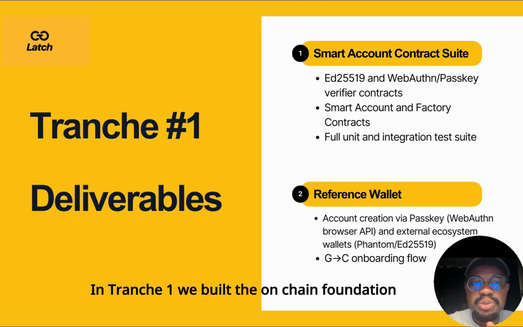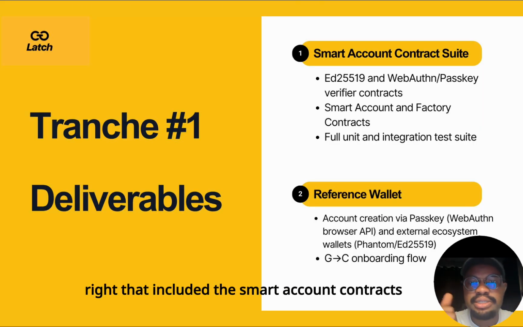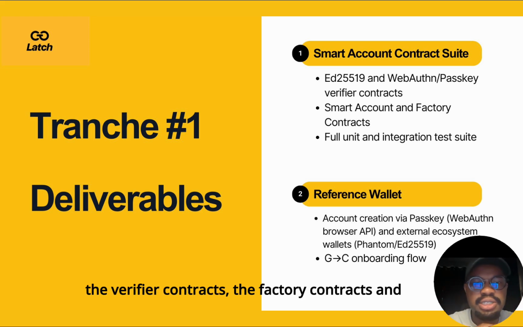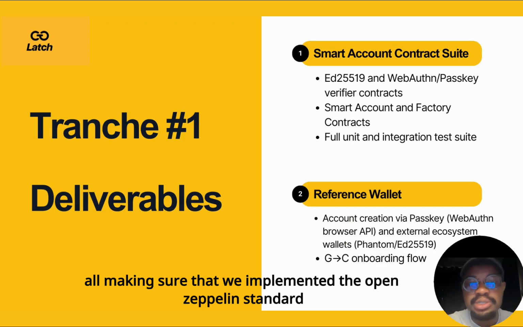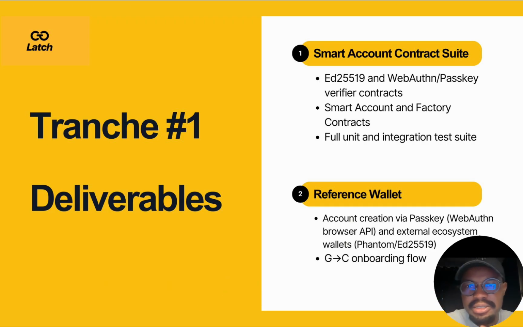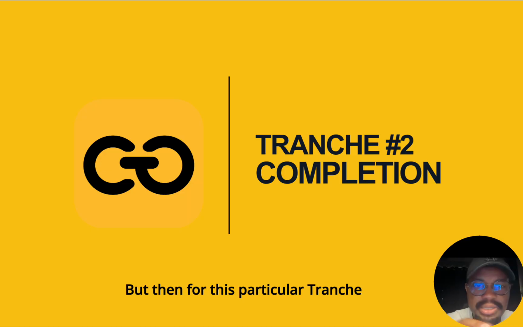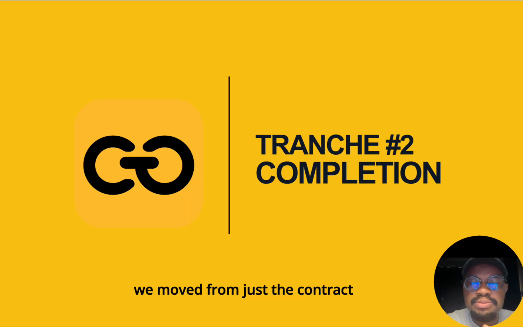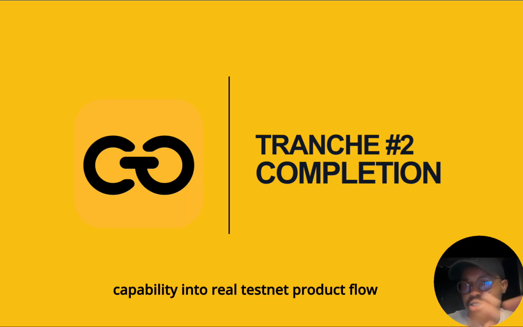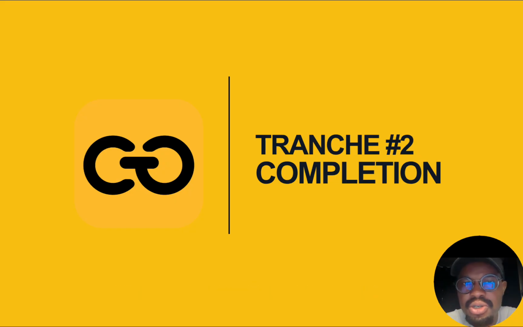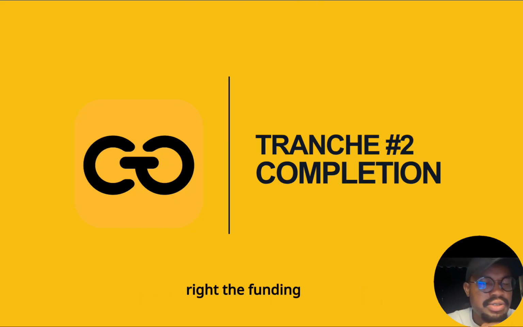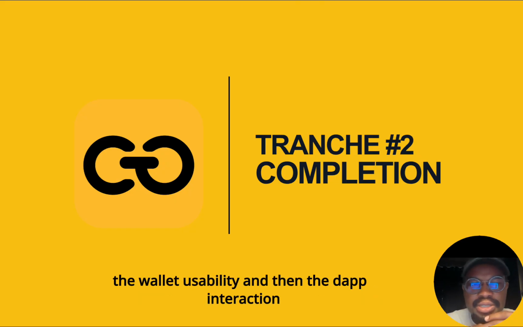In Tranche 1, we built the on-chain foundation, right? That included the smart account contracts, the verifier contracts, the factory contracts, and making sure that they implemented the OpenZeppelin standard. But for this particular tranche, we moved from just the contract capability into real testnet product flow. So we focused on three things: the funding, the wallet usability, and then the dApp interaction.